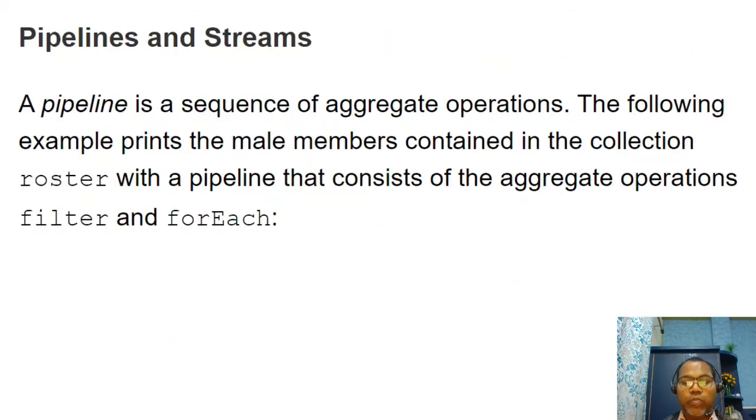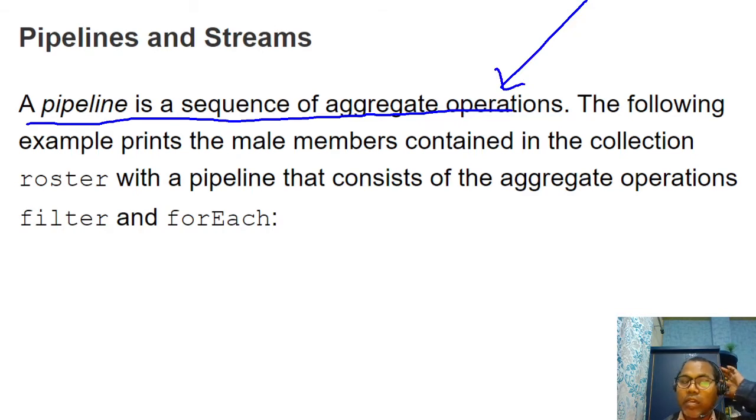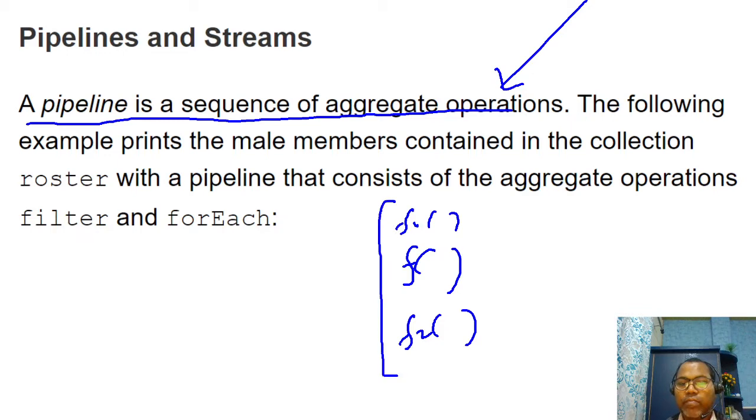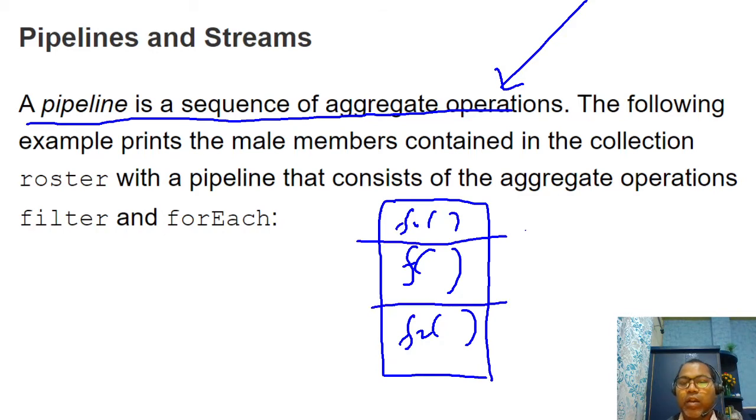A pipeline is a sequence of aggregated operations like forEach, filter and map. These are the aggregated functions. Say we have aggregated function 1, aggregated function 2, and so on. This sequence of functions, like your filter, your map, your forEach, performed in sequence, is known as a pipeline.